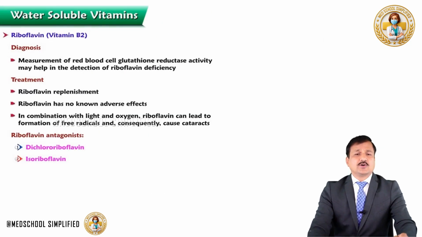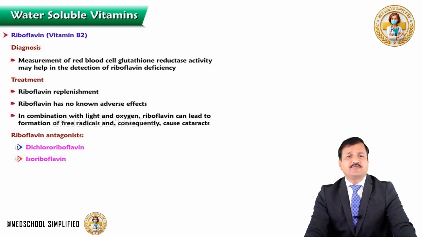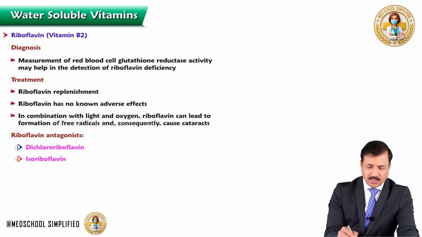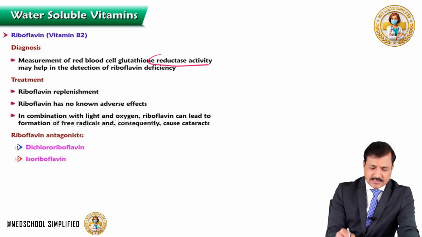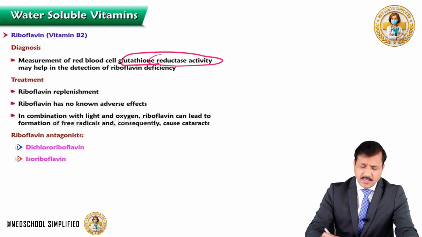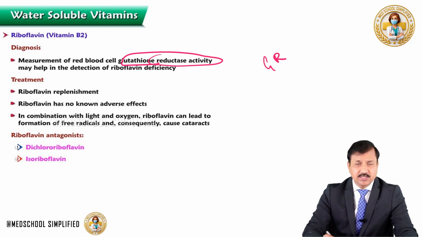Now, how to diagnose riboflavin deficiency? Riboflavin deficiency can be diagnosed by measurement of red blood cell glutathione reductase enzyme activity. What is glutathione reductase enzyme? This glutathione reductase enzyme is involved in the neutralization of hydrogen peroxide into water molecules.